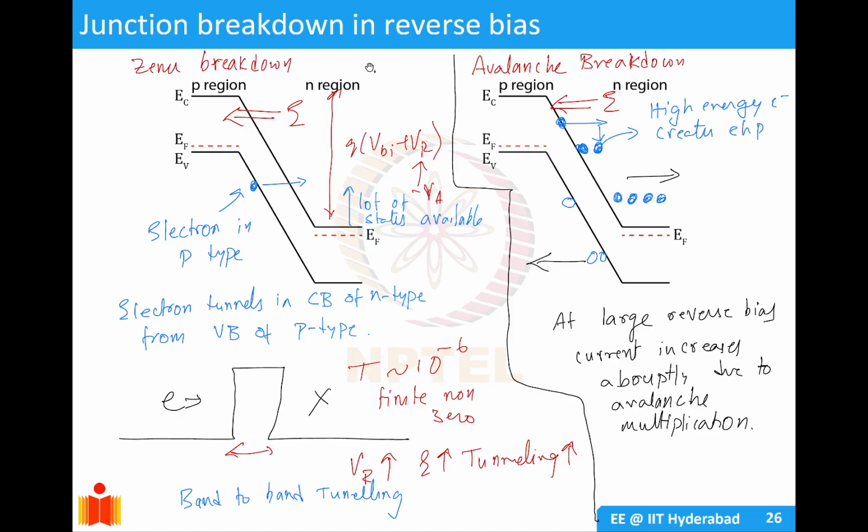Next we talk about junction breakdown in reverse bias. If we go to very high values in reverse bias, at a certain value the junction breaks down and the current shoots up suddenly. There are two types of breakdown: one is Zener breakdown and one is avalanche breakdown.